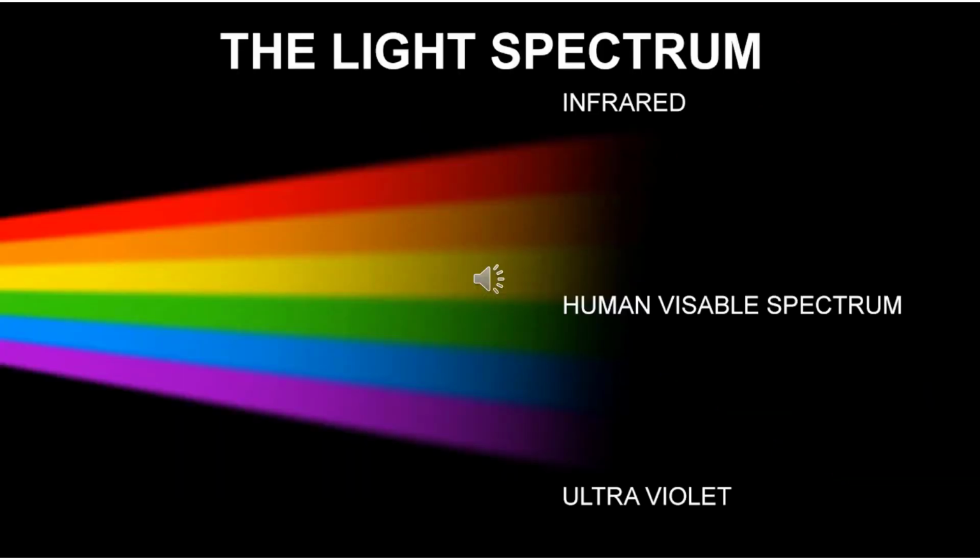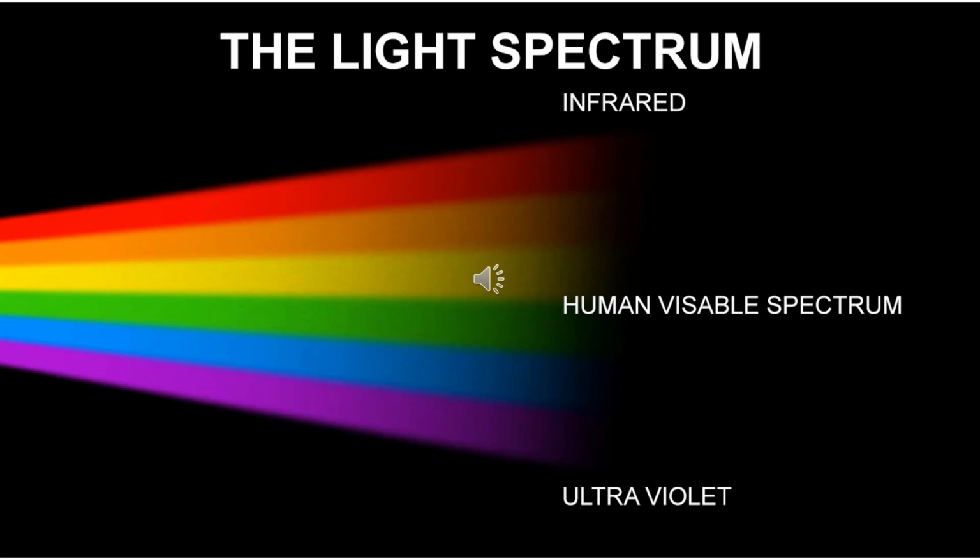So let's take a look at the light spectrum. The colors of the rainbow shown here are red, orange, yellow, green, blue, and violet. These colors are the human visible spectrum. These are the light rays that the human eye can perceive. On either side of that, we have the infrared color spectrum and the ultraviolet. These are light sources, but they're not visible by the human eye.